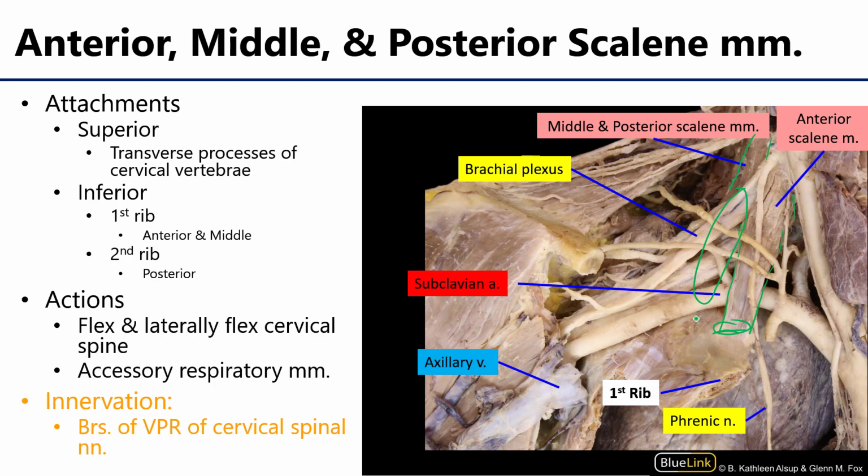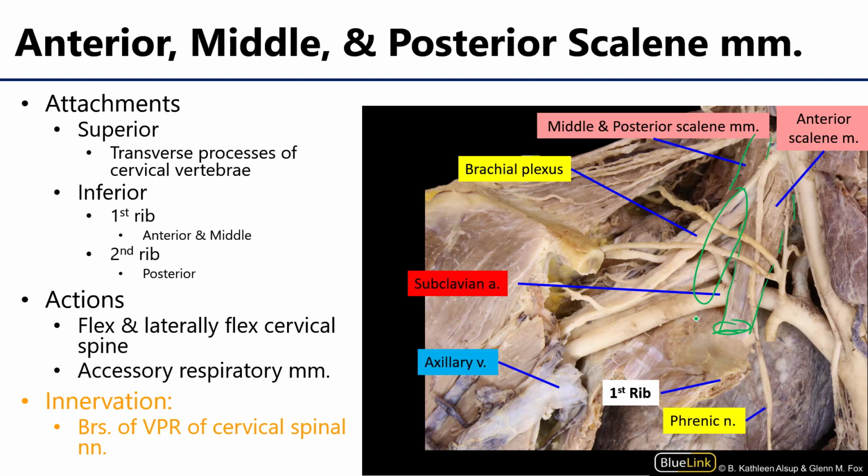Now, when these muscles contract, they may do one of 2 things. So with the rib cage stabilized, they can, when contracted bilaterally, flex the C-spine, or they can unilaterally laterally flex the cervical spine. So that's take the ear.